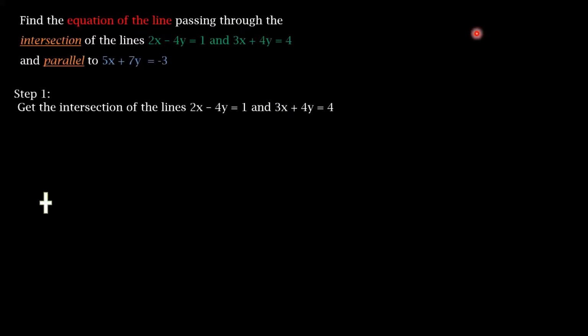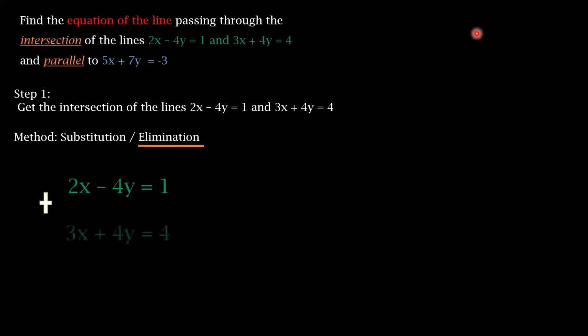To answer this problem, the first step is to get the intersection point of the lines 2x minus 4y is equal to 1 and 3x plus 4y is equal to 4. The method to be used is substitution or elimination. It depends on us which method will be used for the given line equations, and today we're going to be using the method of elimination.